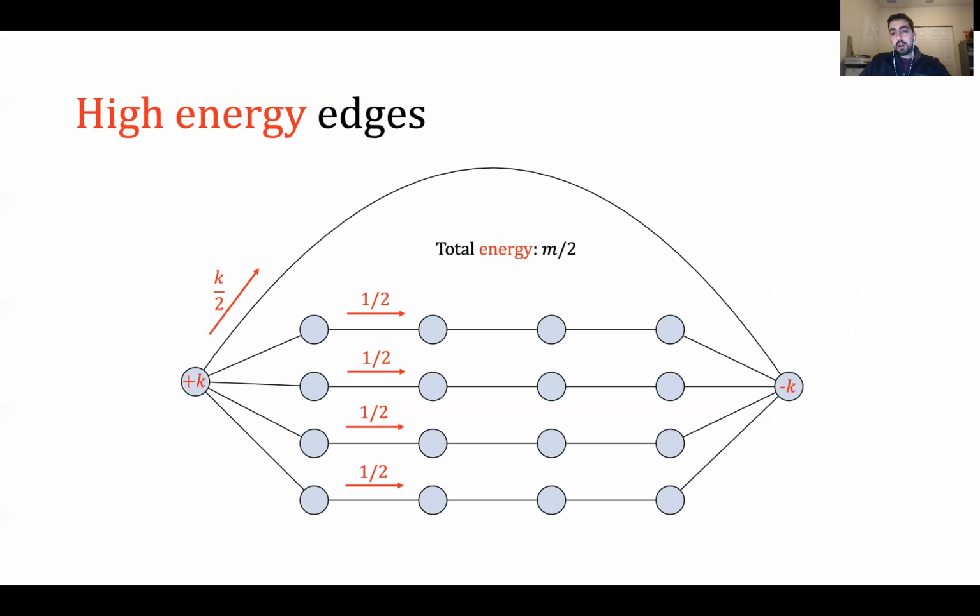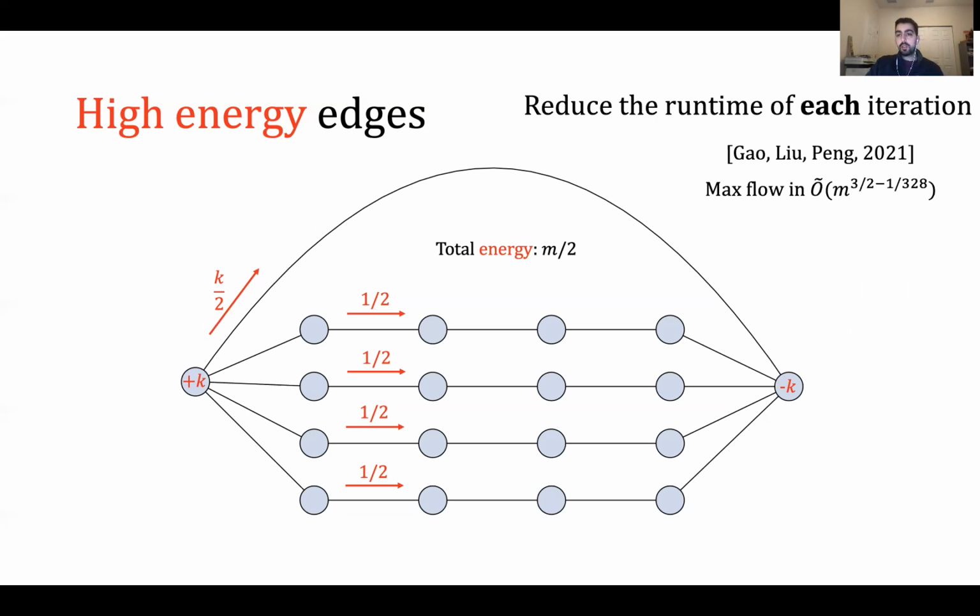Now, there's also another approach we could take, which is instead of trying to change this edge, to focus on reducing the runtime of each iteration instead of reducing the number of iterations. This is an approach which was started by Gao, Liu and Peng, who also have a talk about it in this FOCS, and they reduce the runtime of max flow below m to the 3/2. So instead of reducing the number of iterations, we reduce the time it takes to solve each iteration.